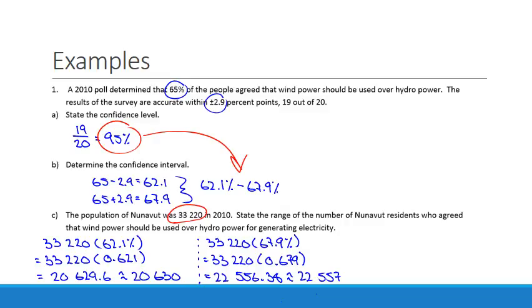And then from there, I can write this range of Nunavut residents who agree. So the range would be 20,630 people to 22,557 people. So we knew the percentage before, and now we have the actual number of people. So whenever you have to do that, just apply your percentage to that population, or the confidence interval, I should maybe say, to that population.